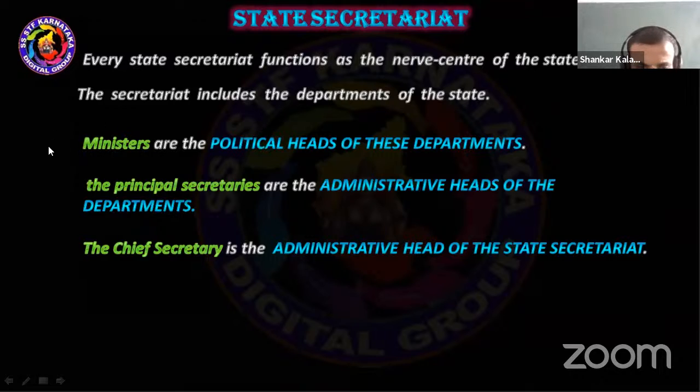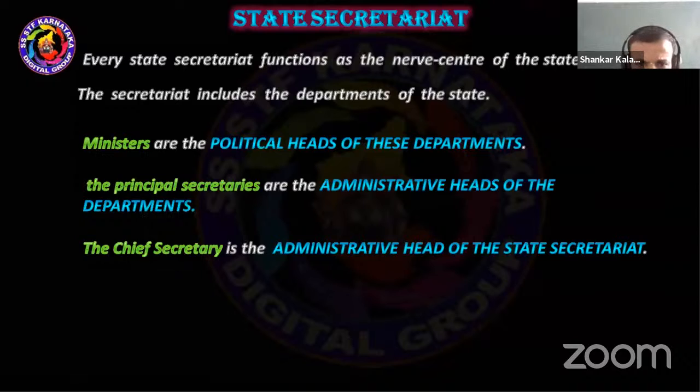All these ministers will be appointed by the chief minister. After appointing the ministers, the chief minister will allot them particular portfolios or responsibilities. After allotting those responsibilities, that minister has to take care of and carry on all activities of that department. It is his duty.